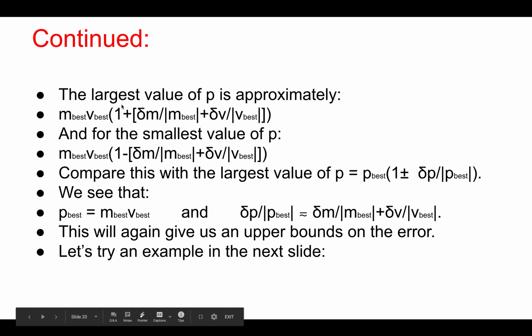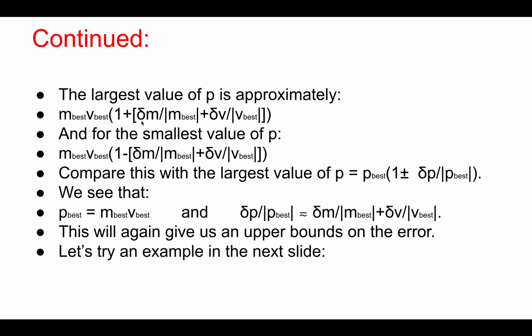So there it is. I just put little brackets here. Again, this would be for the largest, and if we did the same thing, we get a negative sign for the smallest. So if we compare that with momentum is p best, 1 plus or minus delta p over p best.